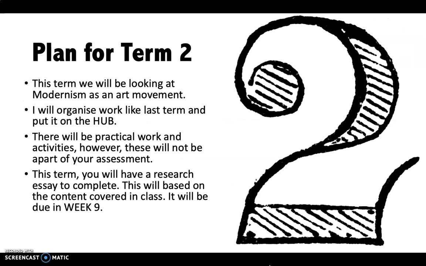Okay, so the plan for term 2. This term we are looking at modernism as an art movement, or as an umbrella for lots of little art movements. Like last term, I will put the work on the hub. I will include practical activities this term, however, they won't form a part of your assessment. So what that means is this term I'm marking you based on a research essay that you will complete later in the term. It'll be based on the content covered in class and it will be due in week 9.